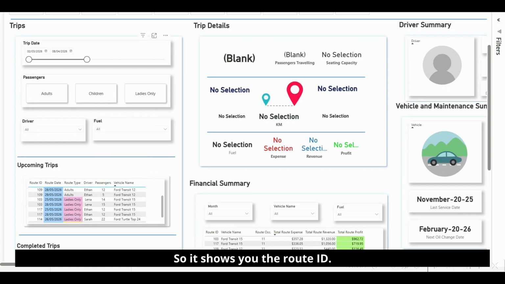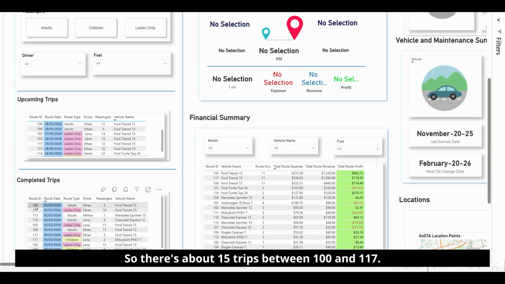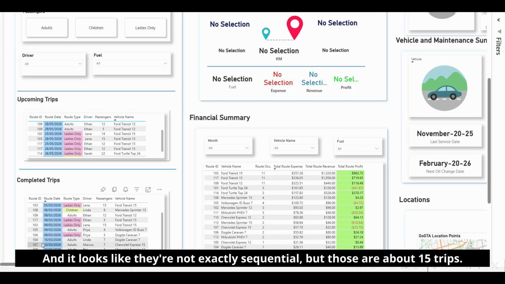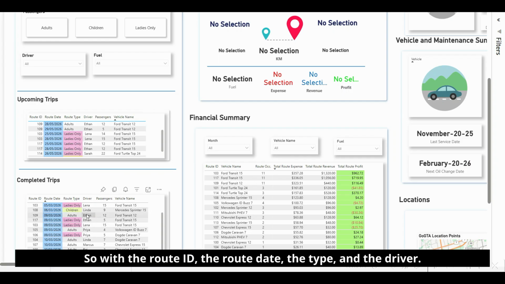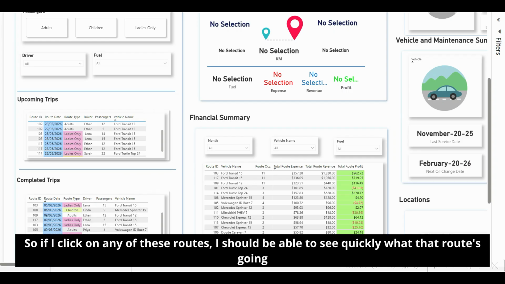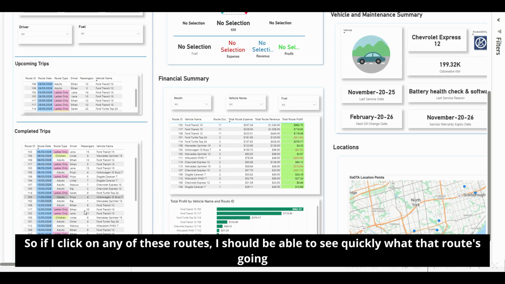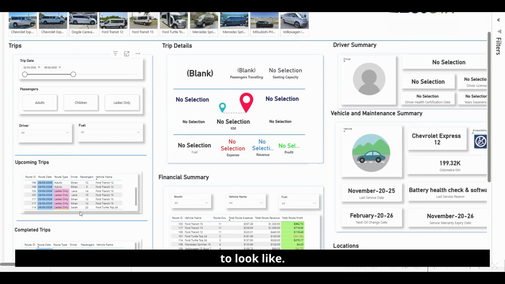So it shows you the route ID. There are about 15 trips between 100 and 117. It looks like they're not exactly sequential, but there are about 15 trips, okay? So we have the route ID, the route date, the type, and the driver. If I click on any of these routes, I should be able to see quickly what that route is going to look like. So let's go ahead and do that.